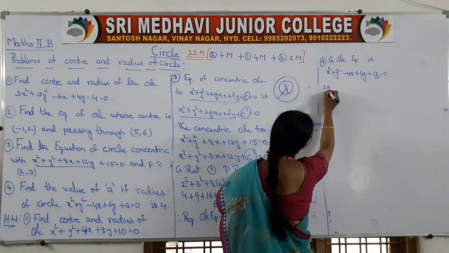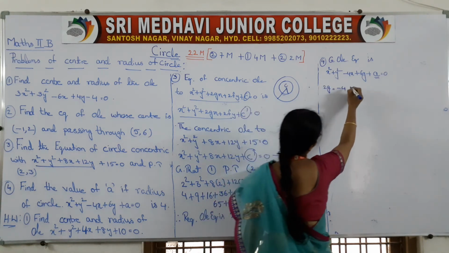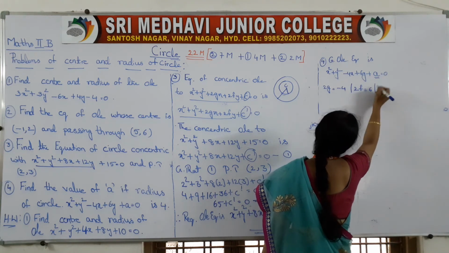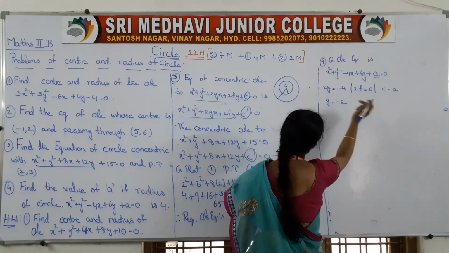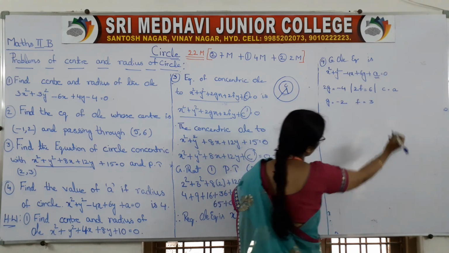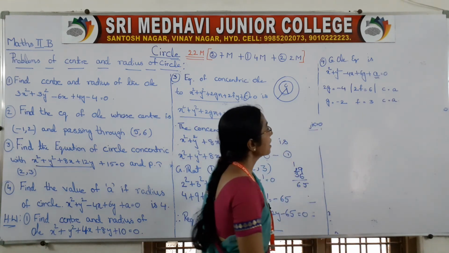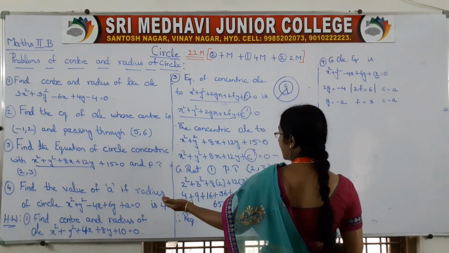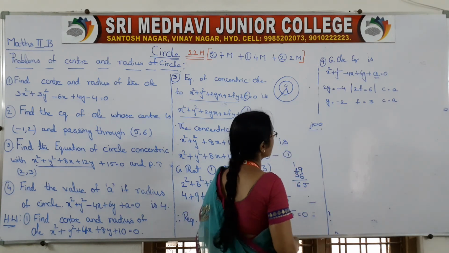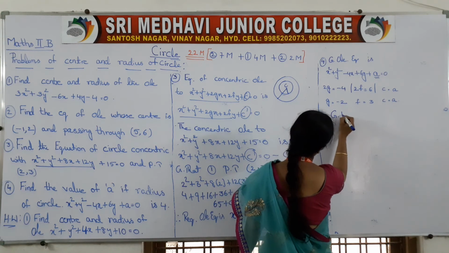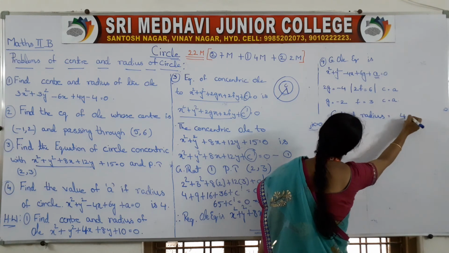The x coefficient we will compare with 2g, the y coefficient with 2f, and the constant with c. So g is equal to minus 2, and f is equal to 3. The c value is a only. What is the information given to us in the question? Radius is given as 4. So write down, given that radius is equal to 4.